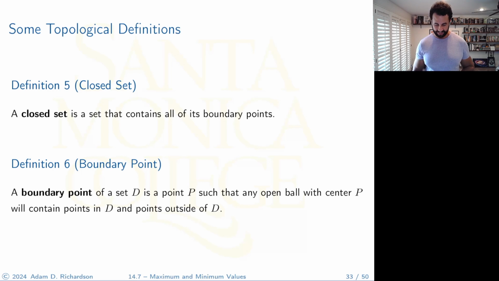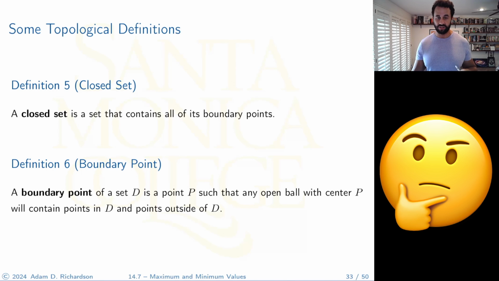A closed set is a set that contains all of its boundary points. That's what a closed set is. Okay, so then what the heck is a boundary point? Well, that's this definition. A boundary point of a set D is a point P such that any open ball with center P will contain points in D and points outside of D.